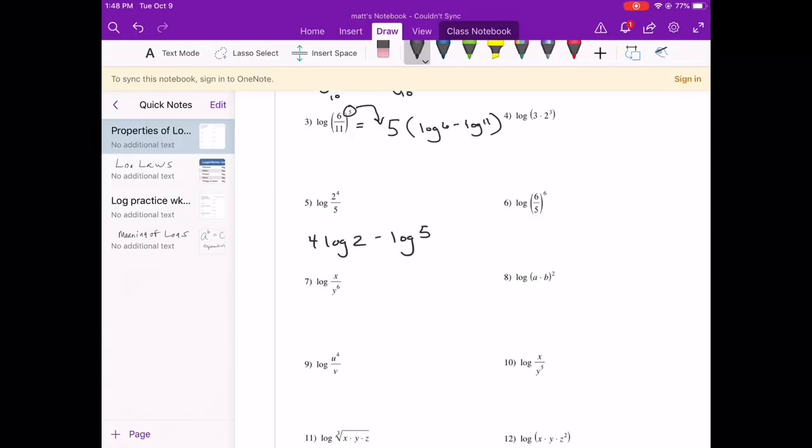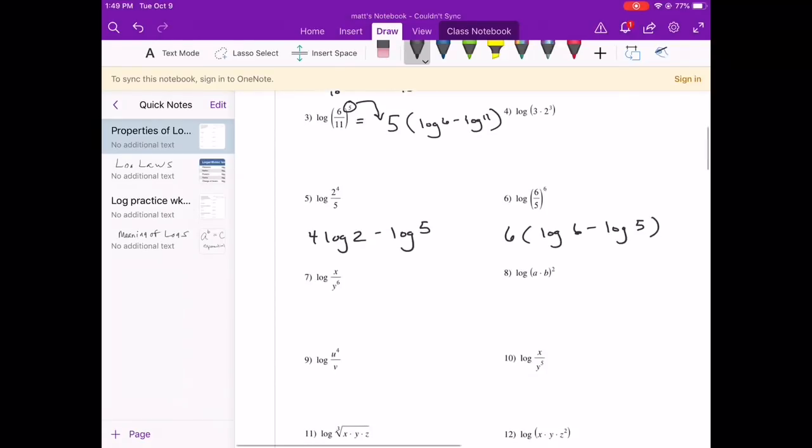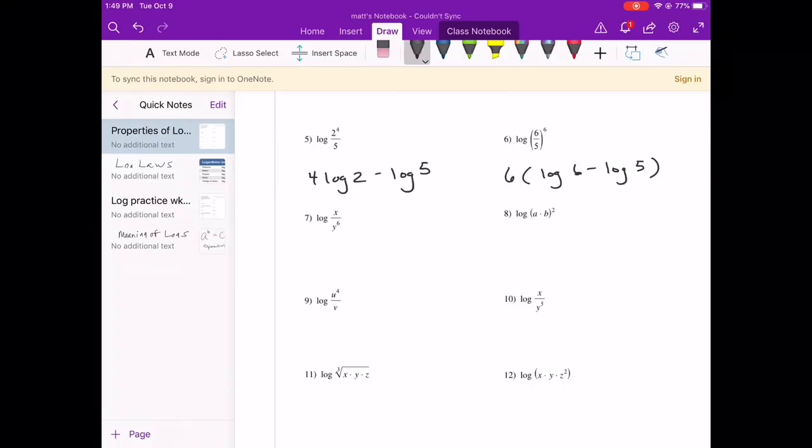All right. Now that's different from number 6, where everybody is raised to the 6th power. So that's the 6 out front, and then it's the difference of the logs inside. So again, make sure you see the difference between number 5 and number 6, so you can understand when everything is raised to the 6th, everybody is multiplied by the 6th. But when only this 2 was raised to the 4, only the log of 2 was multiplied by 4, not both pieces.